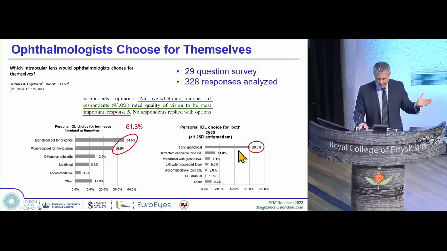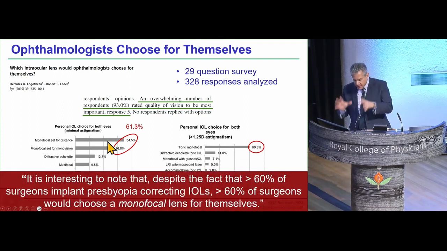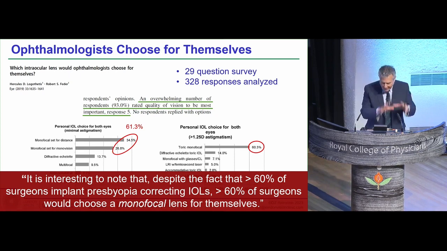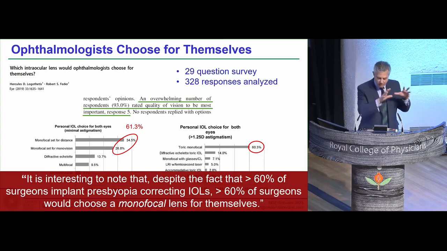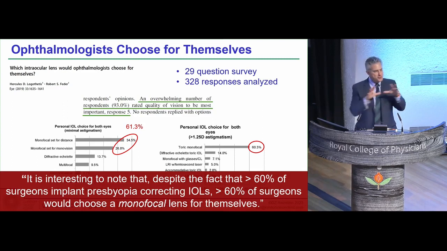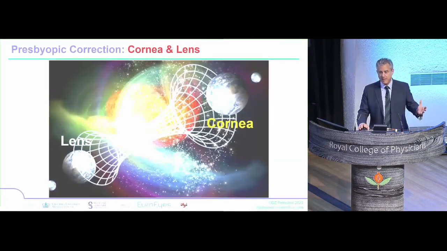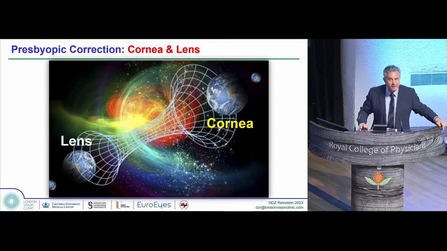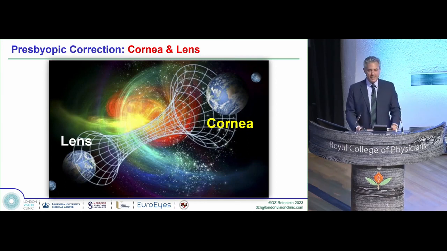So that's a majority. It's interesting that despite the fact that these surgeons implant presbyopia-correcting IOLs, more than 60% of them would choose a monofocal lens for themselves. So the doctor does not take his own medicine. Okay? We all know people like that. Yeah, I know what you're thinking. It's everybody right now who's doing this.